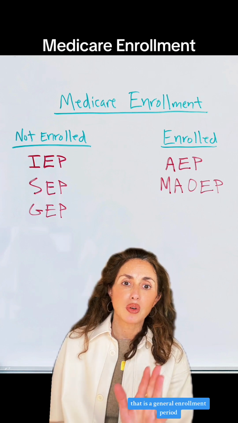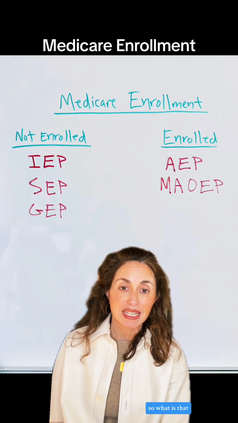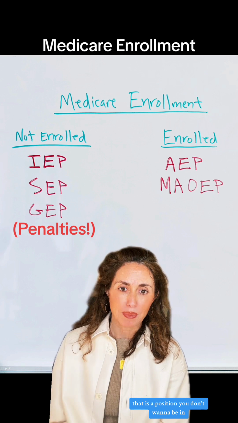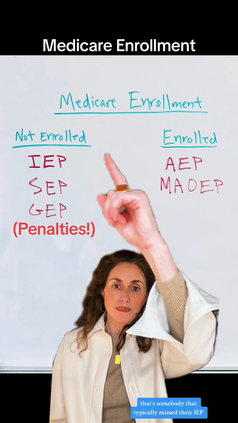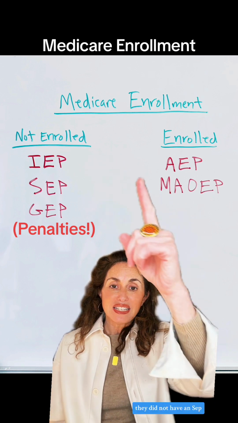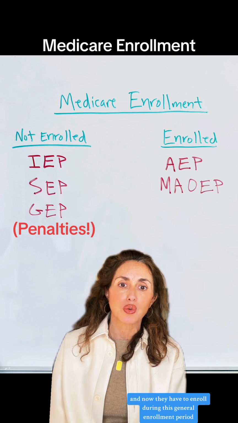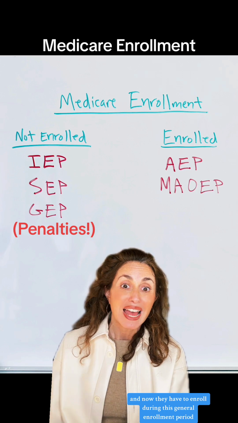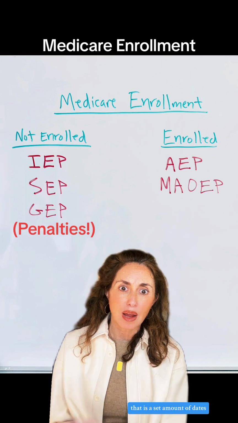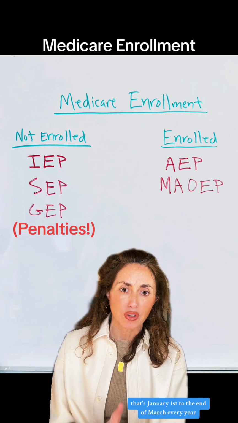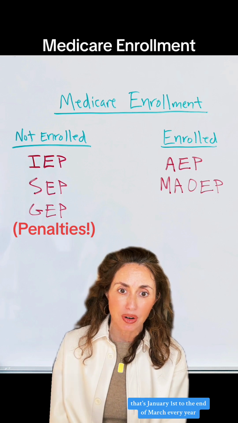That is a general enrollment period. So what is that? That is a position you don't want to be in. That's somebody that typically missed their IEP. They did not have an SEP, and now they have to enroll during this general enrollment period. That is a set amount of dates. That's January 1st to the end of March every year.